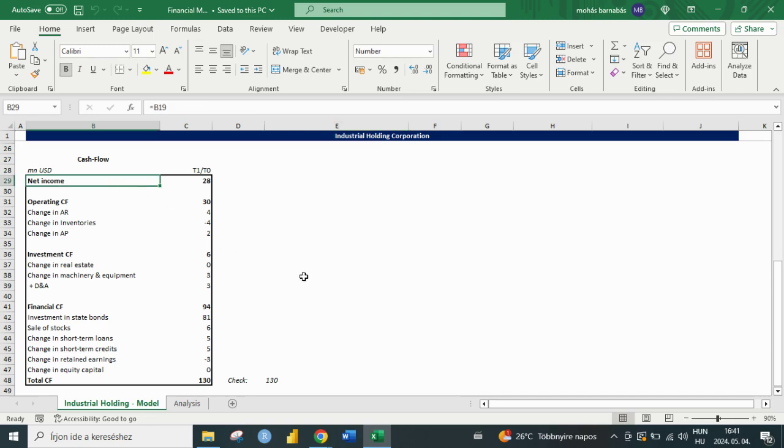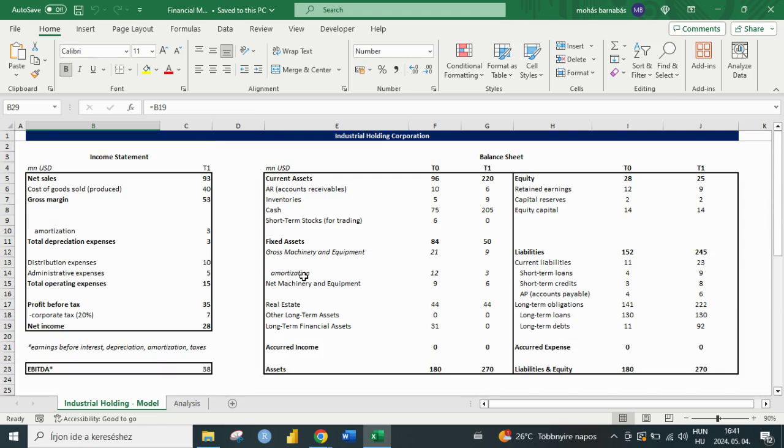Basically, these are the three most important and key financial statements of any company. Obviously, in real life, especially if we are talking about huge industrial holding corporations like this, they have way bigger and way more complex cash flows, balance sheets and income statements. But now we are on a training, and I think it's way better that you work with more simplified financial models in order for you to see the true meaning behind it.